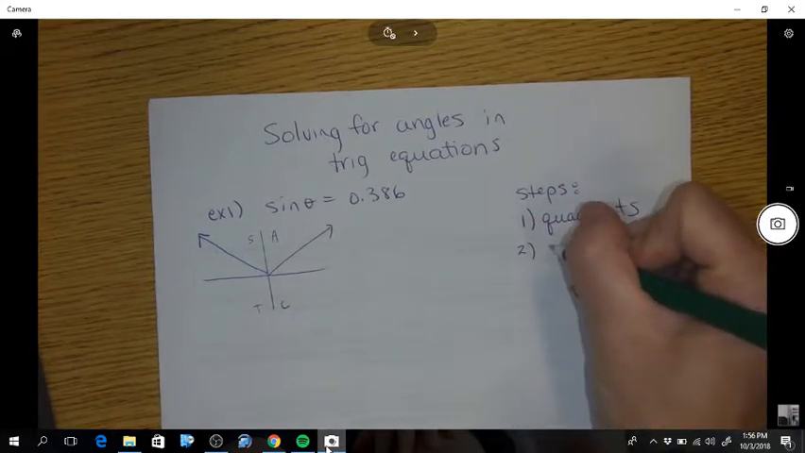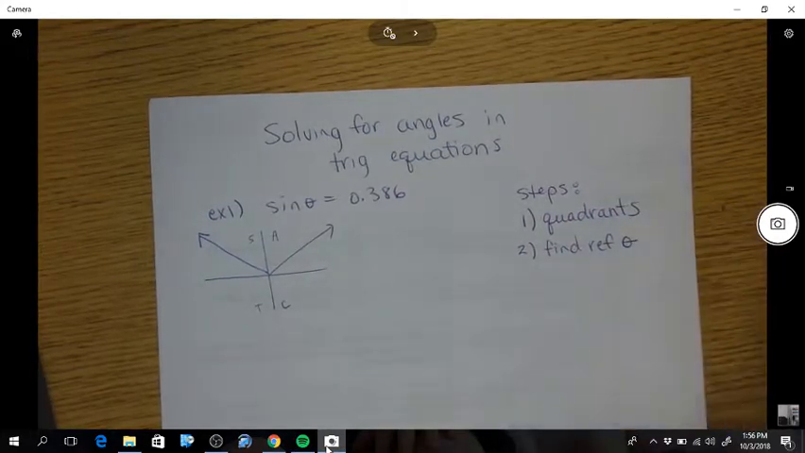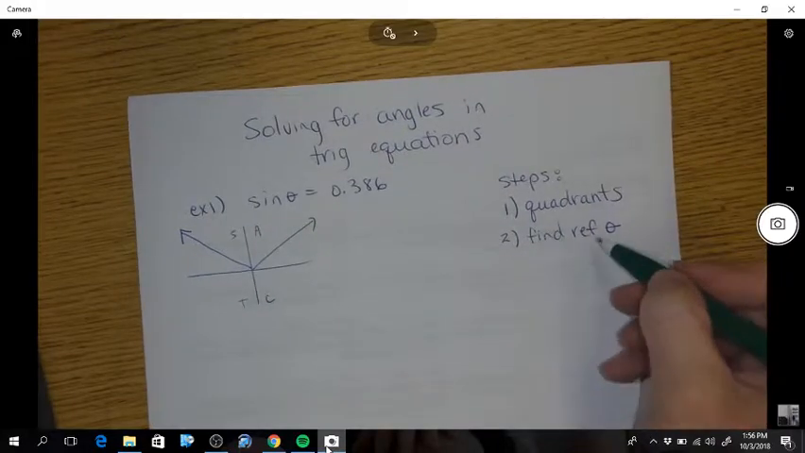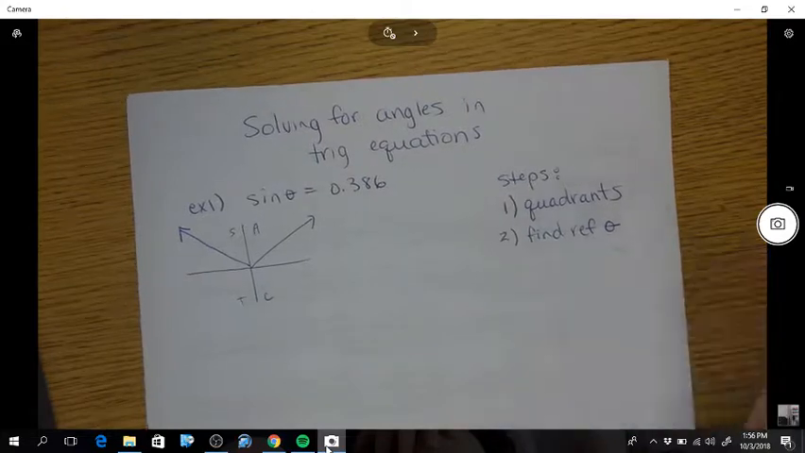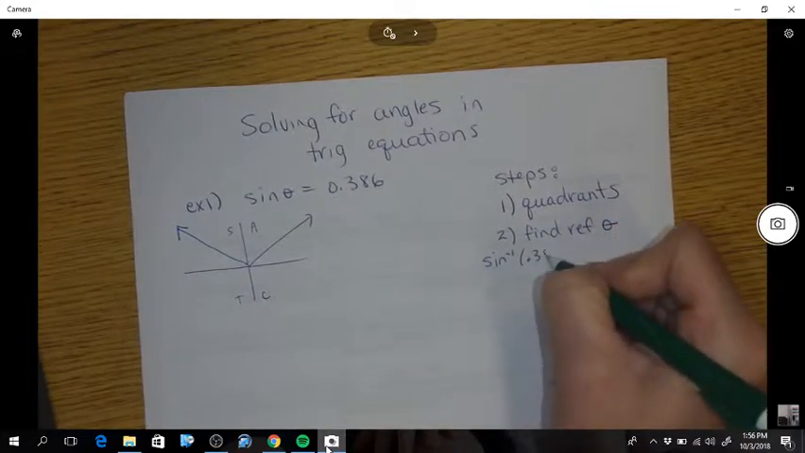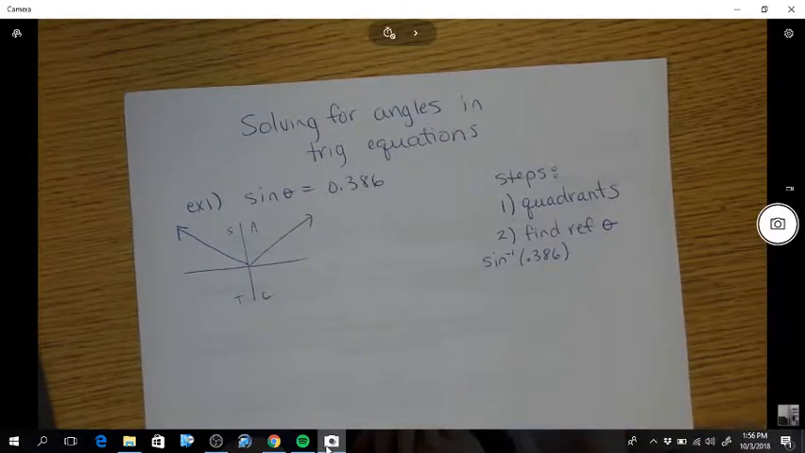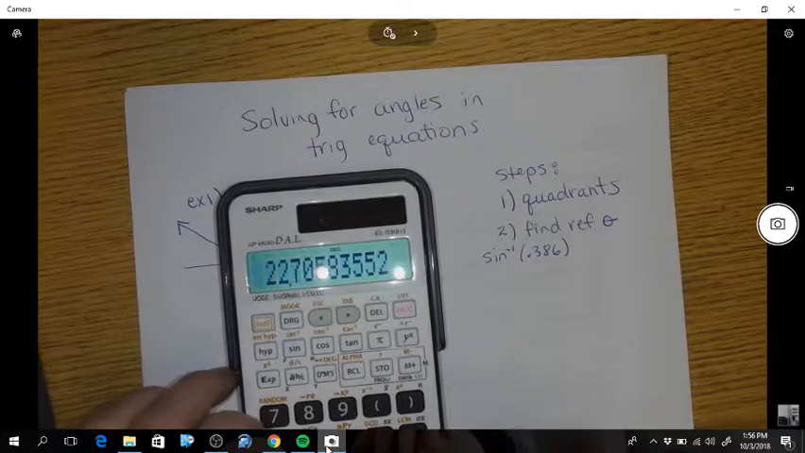Step 2, find the reference angle. Okay, so to find an angle, you remember finding an angle means inversing. So we're going to go second sine of 0.386. That means getting your calculator out. Second sine 0.386 equals 22.7 degrees.